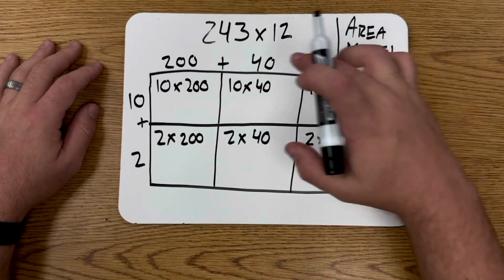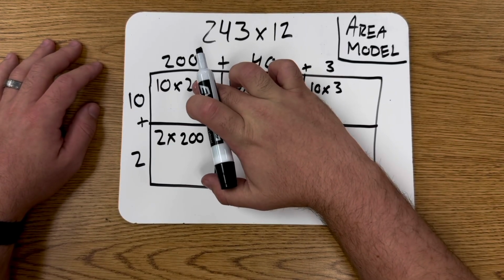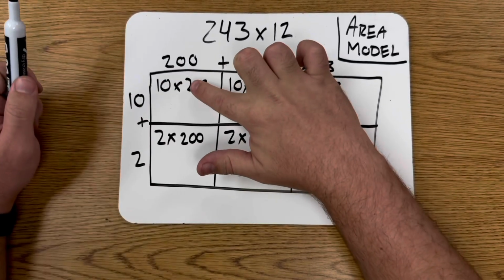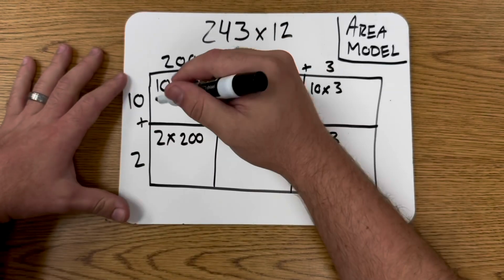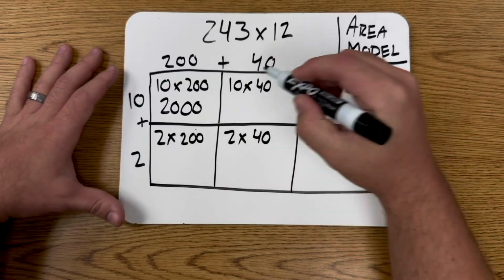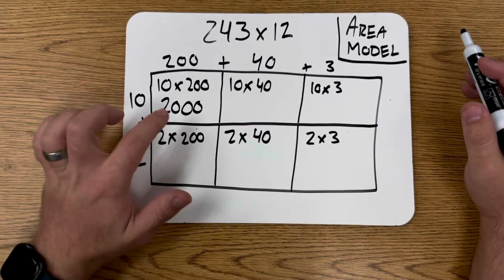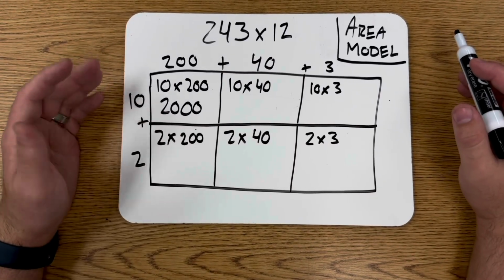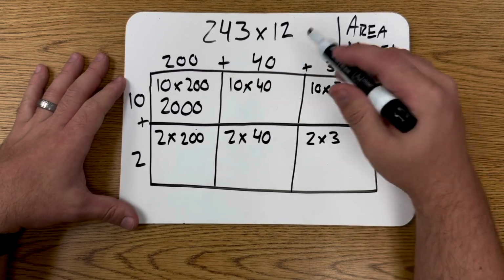10 times 200, same thing. I can cover up my zeros. So I can see that I have 10 times 2, which is 20. And then I bring my 2 zeros down. Don't get tricked because 20 ends in a 0. You're still going to add the 2 zeros back at the end. So we end up with 2,000.